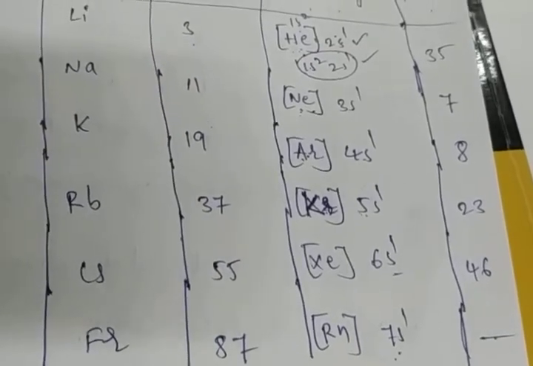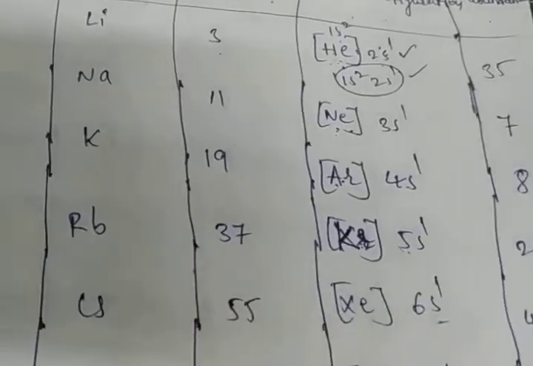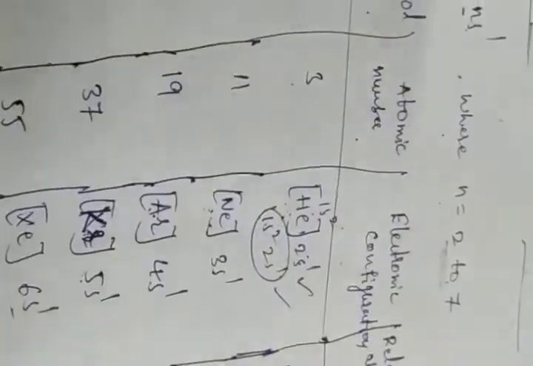So this is about the electronic configurations of alkali metals. Okay, thank you.